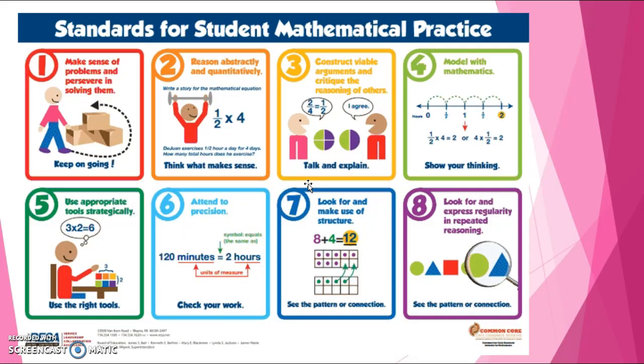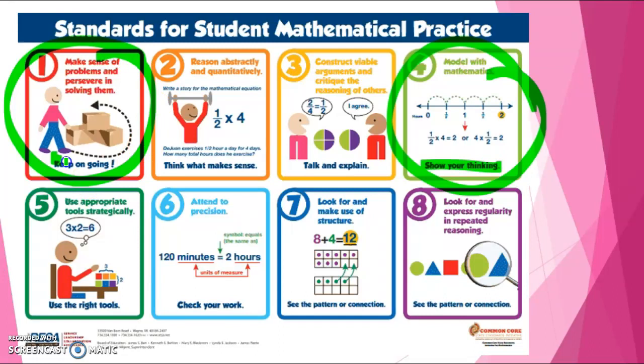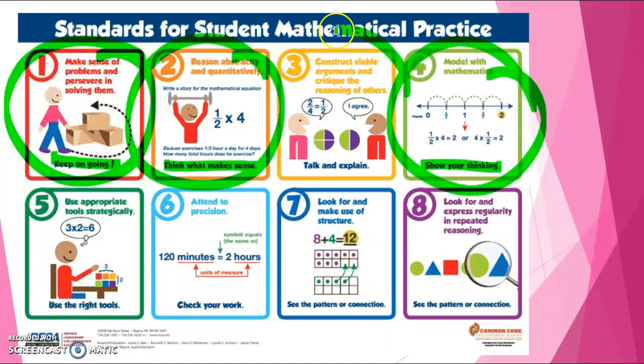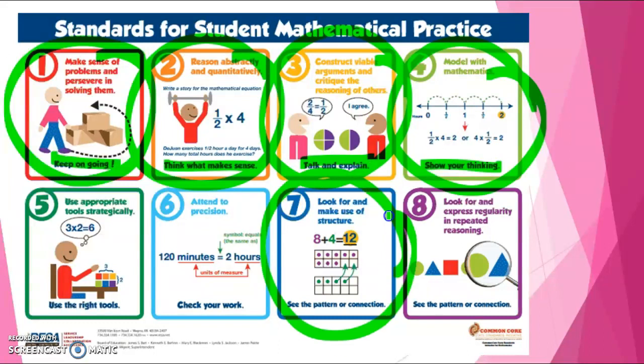What skills will we need for this lesson? Well, we'll definitely need to look for models of mathematics. There will be perseverance needed in problem solving, but not the kind of problem solving you're thinking of. The problem solving we'll be doing here is classifying shapes and describing them and determining what makes them different from other shapes. So we will definitely have to think about what makes sense, and it's extremely helpful if you talk about and explain your thinking. You'll also have to make use of structure and look for patterns or connections.